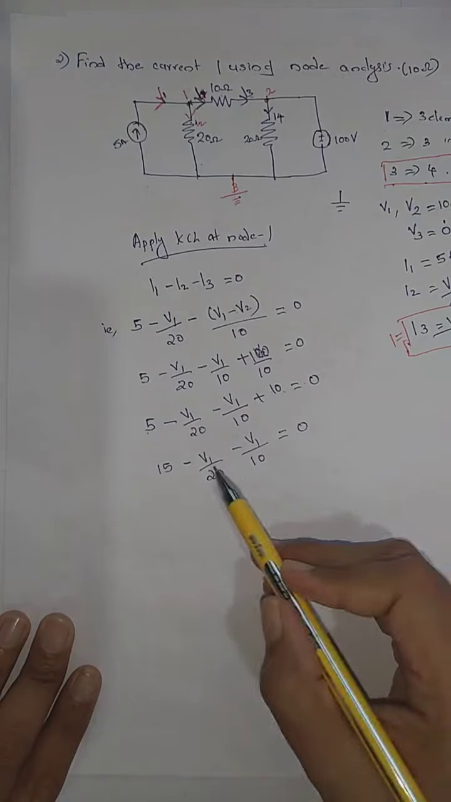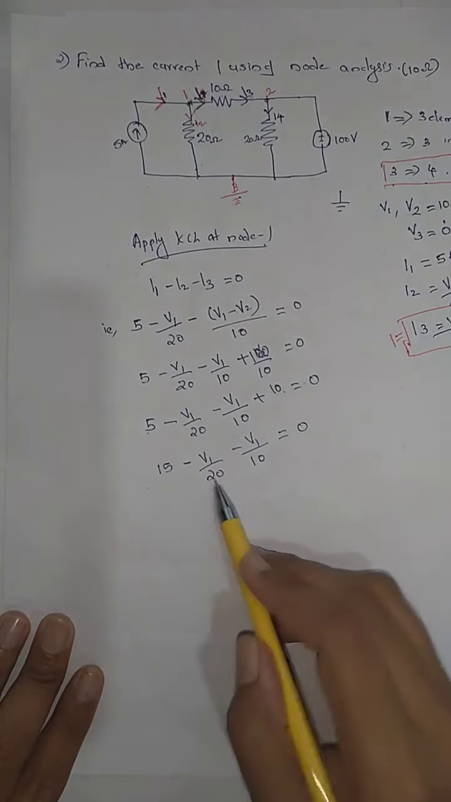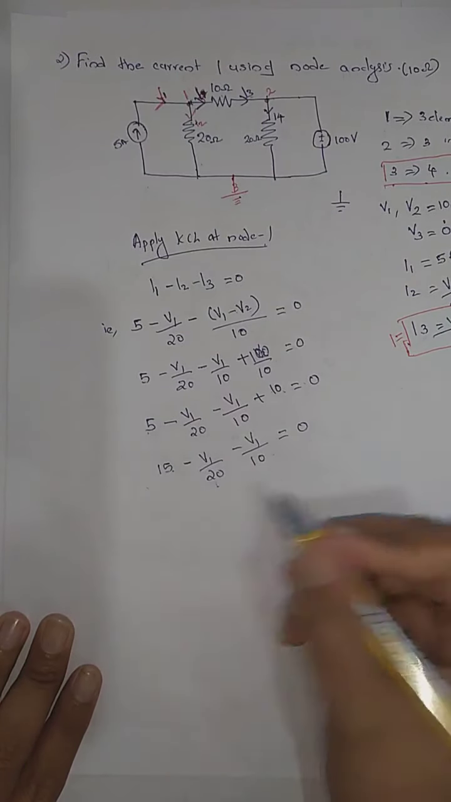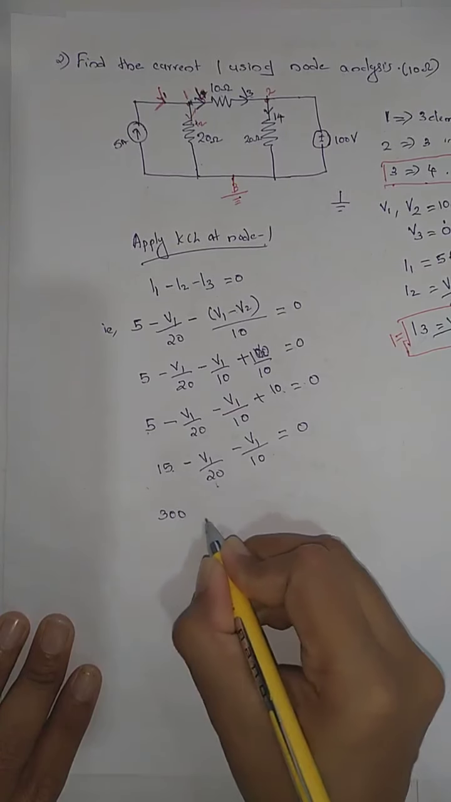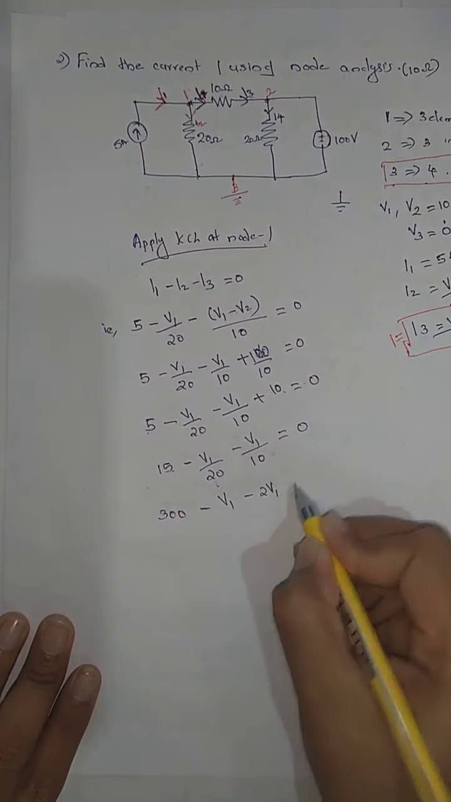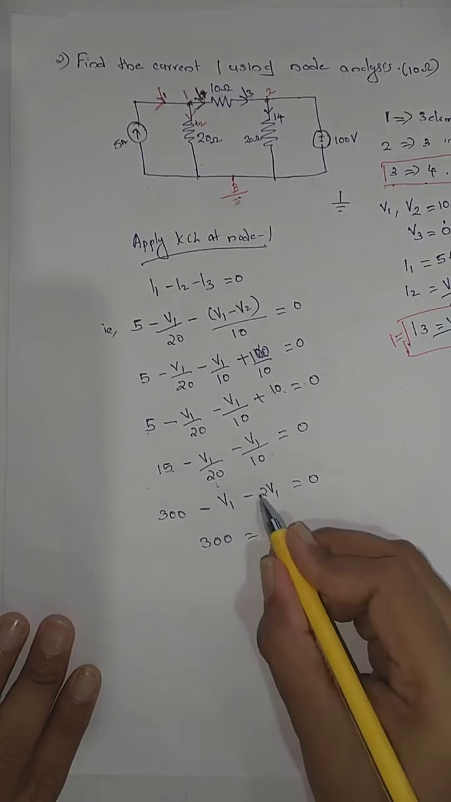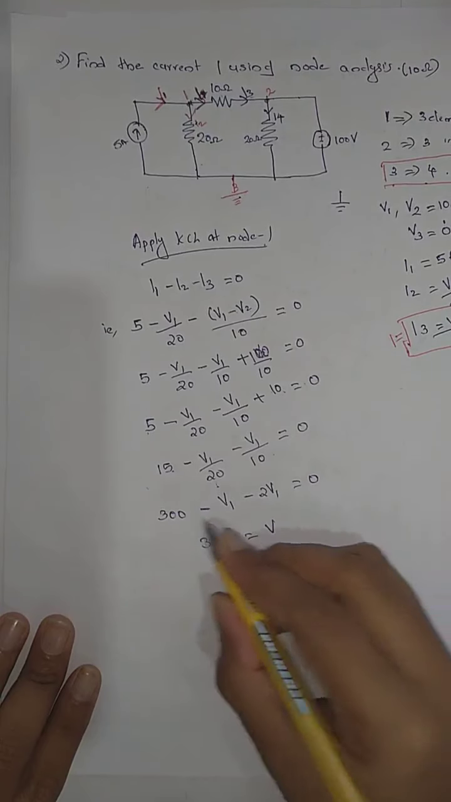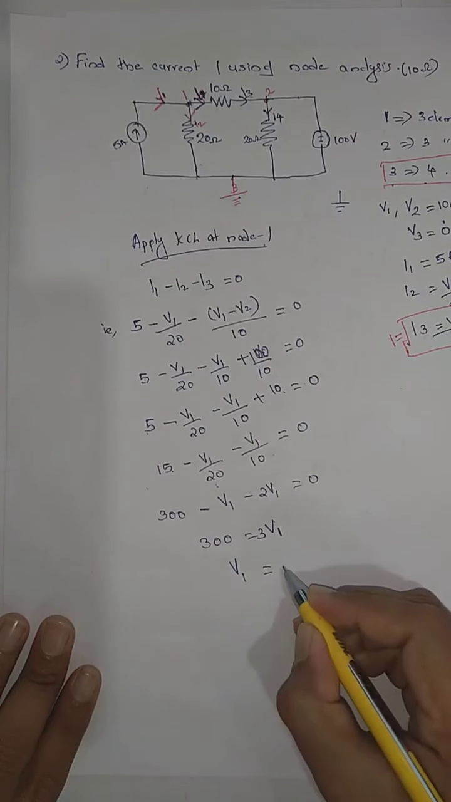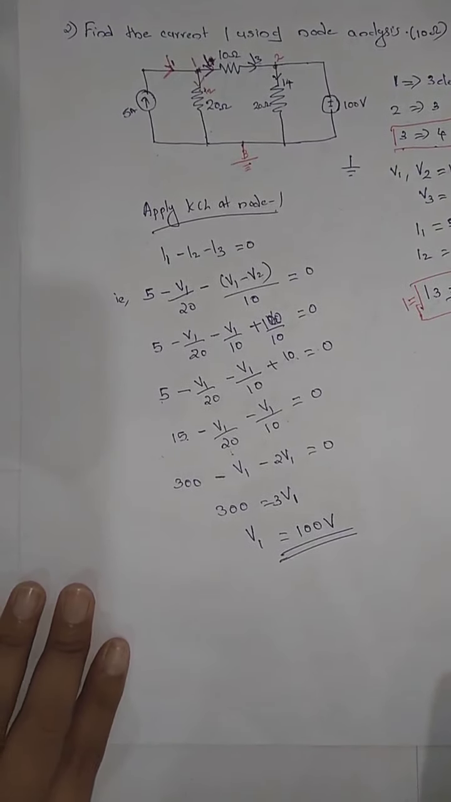So here we have V1 and 15 only. For simplifying this, I am multiplying it with 20. So what is 20 into 15? 2 into 15 is 30, so 20 into 15 is 300. 300 minus V1 minus 2V1 is equal to 0, or 300 is equal to V1 plus 2V1, isn't it? Here it will become 3V1, and V1 we will get as 300 by 3, that is 100 volt.